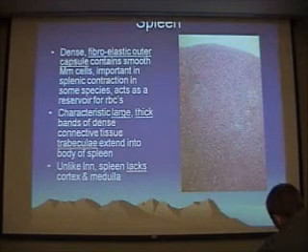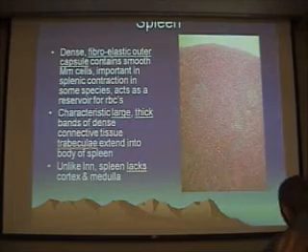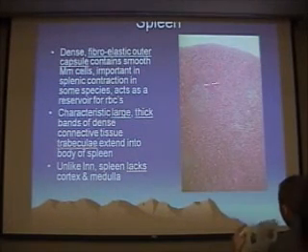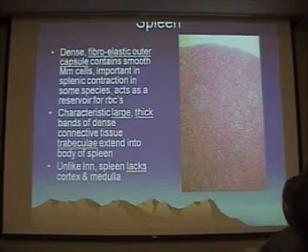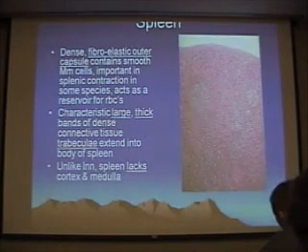Next up, we have the spleen. The spleen is separated into red pulp versus white pulp instead of medulla and cortex, like we saw before. So we have the red pulp being areas of red cells, and the white pulp being foci of white cells.